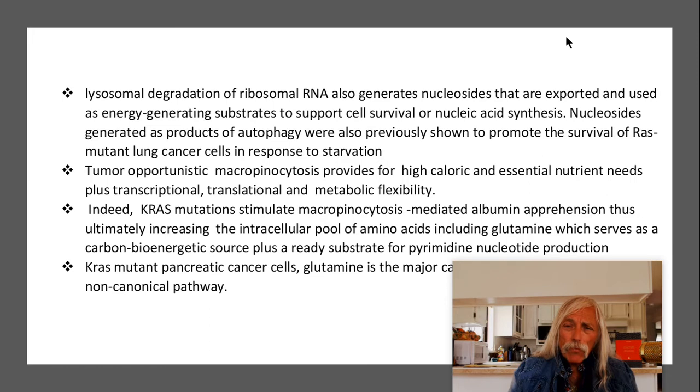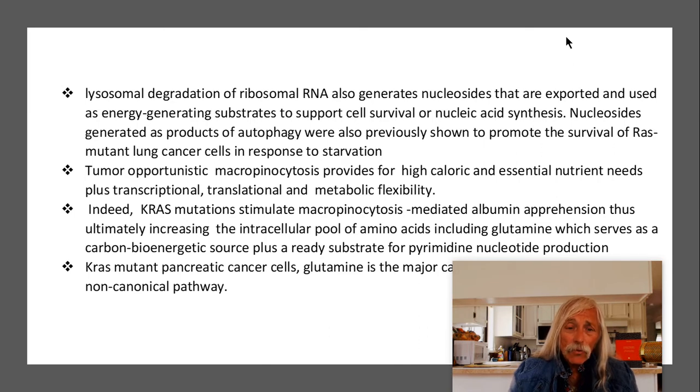So you get promotion of survival of RAS mutant lung cancer cells in response to starvation because you get this process kicked in. Tumor opportunistic macropinocytosis provides, therefore, for high caloric and essential nutrient requirements or needs. Plus, it gets all the transcriptional, translational, metabolic flexibility I've just been talking about.